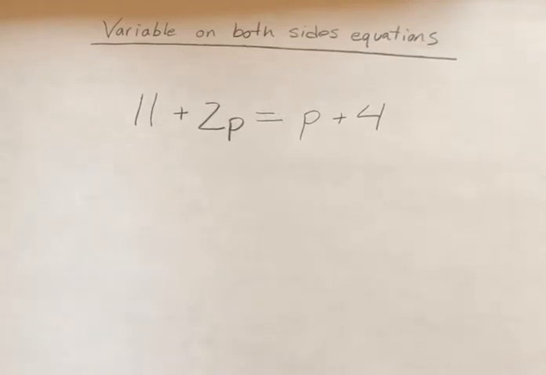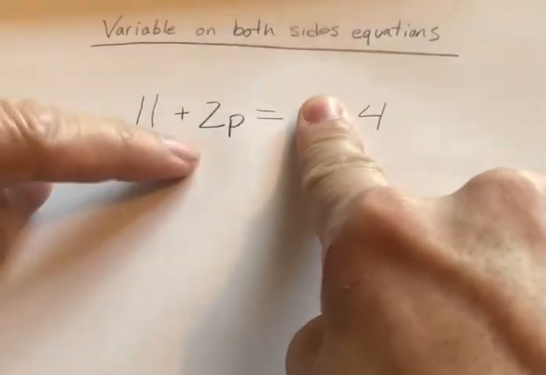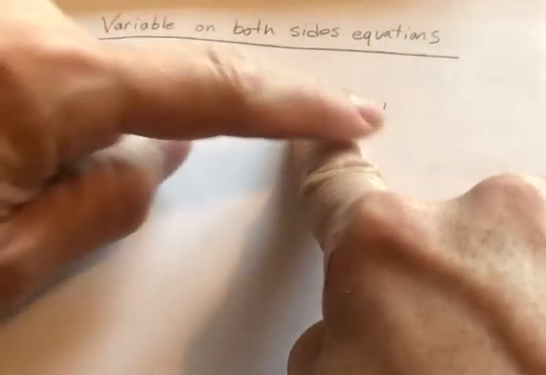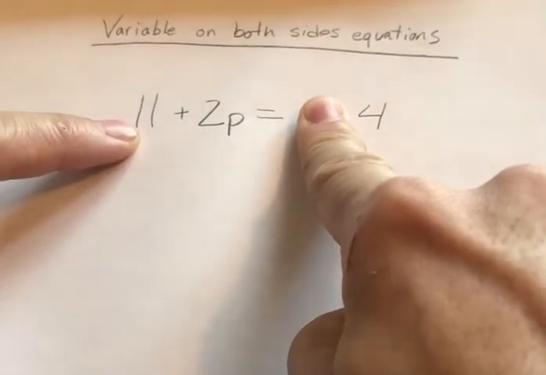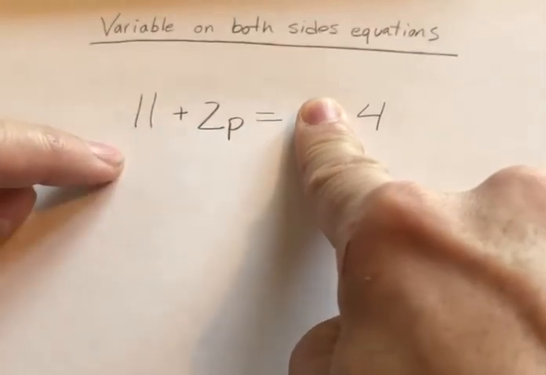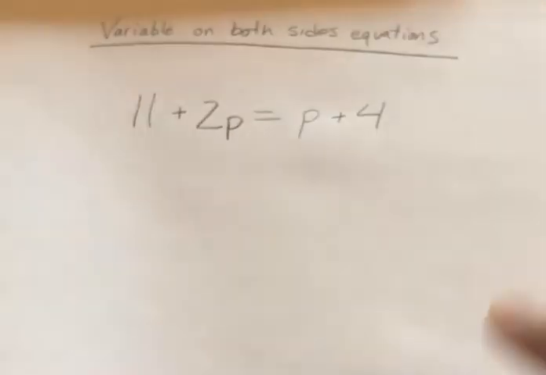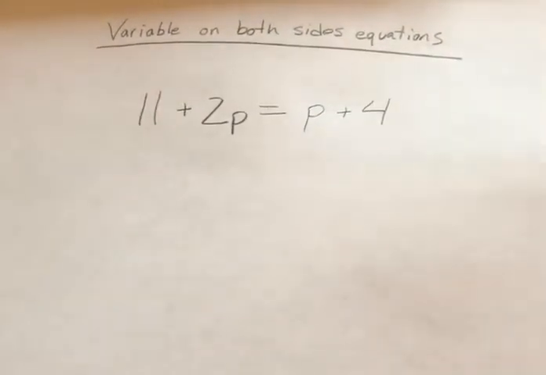We're used to two-step equations where it looks something like this: 11 plus 2p equals 4, where we would get rid of the integer and then get rid of what we're multiplying the variable by. When we have variables on both sides, though, we do things a little differently. We are going to subtract away some variables.